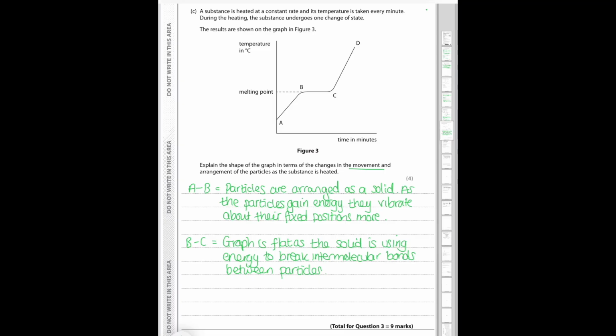Then for part C to D, here the graph is starting to rise again, but here the particles are arranged as a liquid, so the particles can move past one another, but as they gain more energy, they are moving faster.